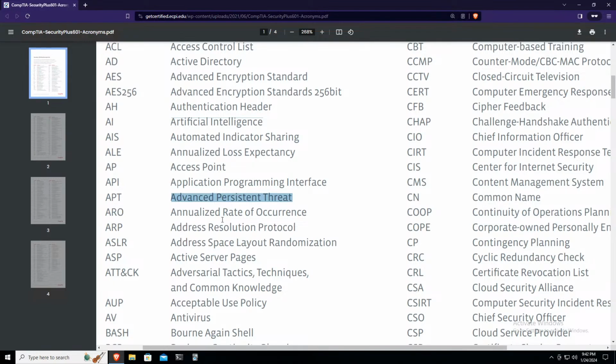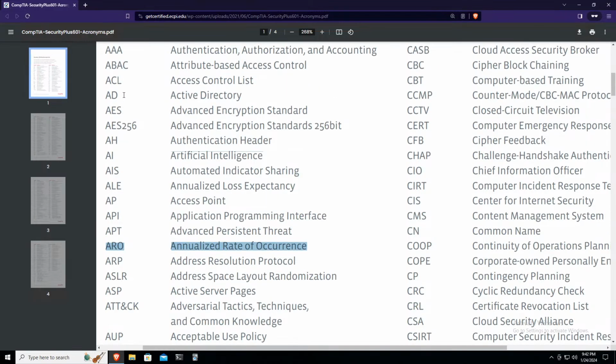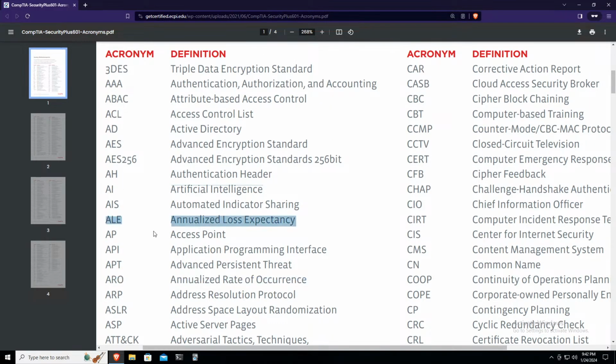ARO, annualized rate of occurrence. This ties in with ALE. Again, it's more of a mathematical formula of what's the likelihood of something occurring. Rate of occurrence annualizes for the year, and based on the type of question, you could be asked, what would you use in this scenario, ARO or ALE?